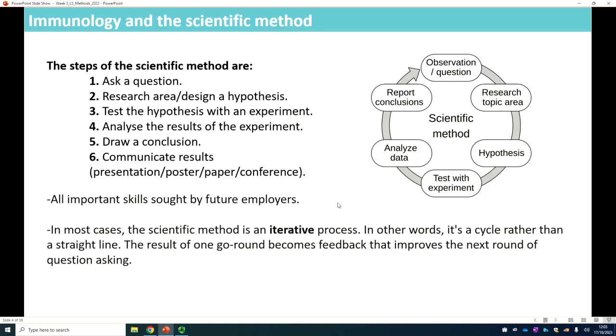Now, as I've said here, this case tends to be iterative. So what I mean is it's a cycle. Rather than being a straight line, it's this constant revolving cycle that feeds into the next question. So one cycle will feed back into the next round of question asking and the next research hypothesis that you'll come up with. So it's a constant feedback as you progress through your research project.